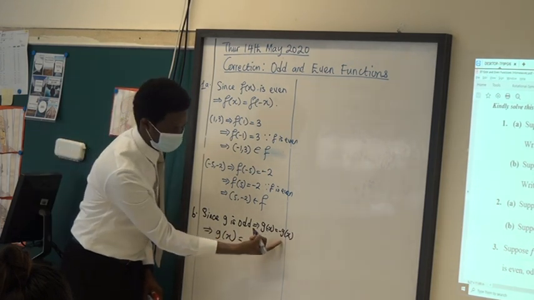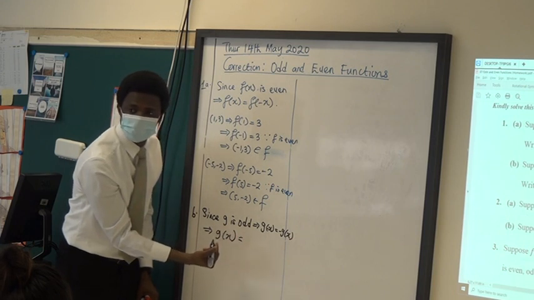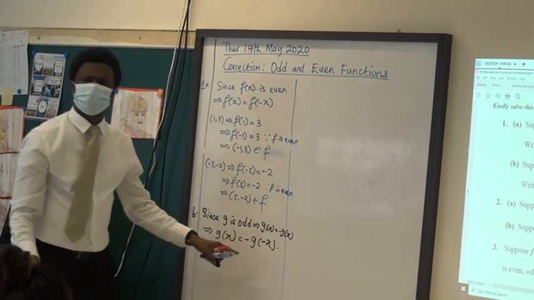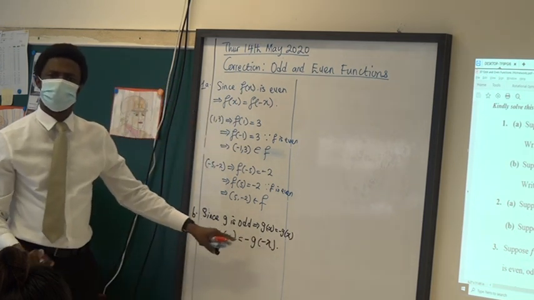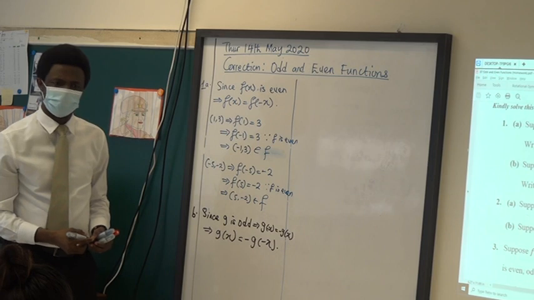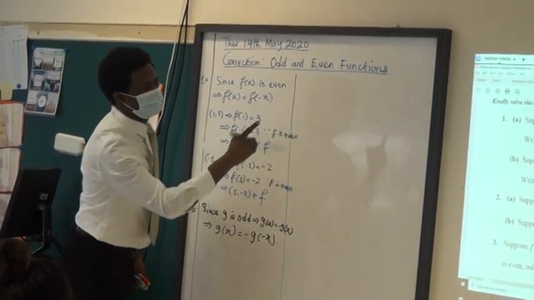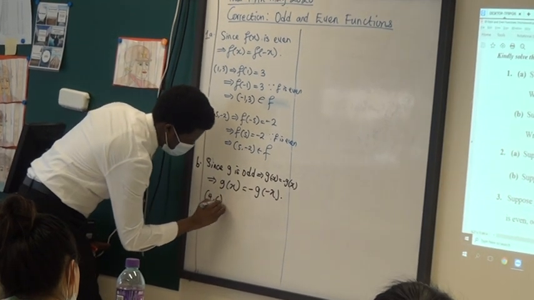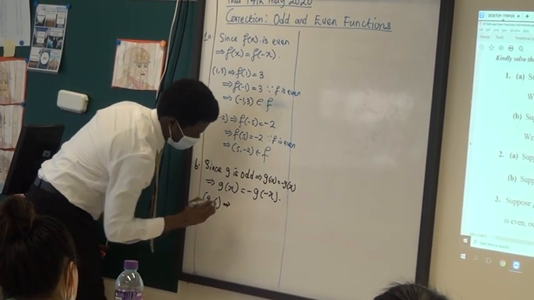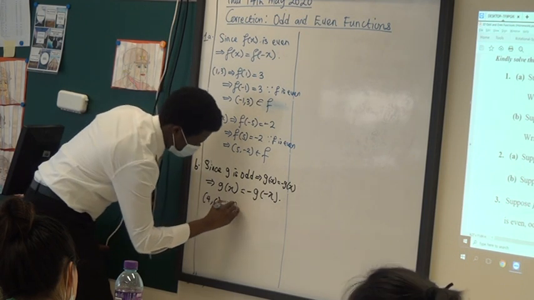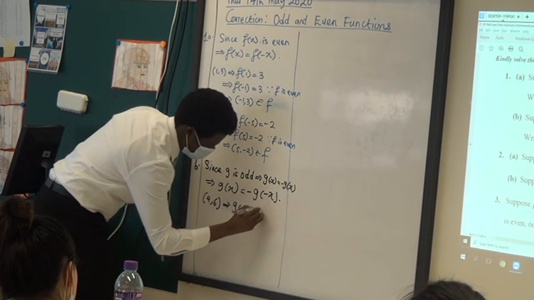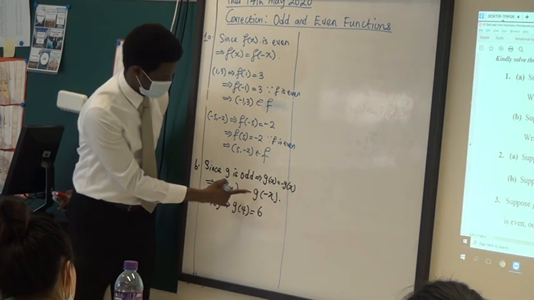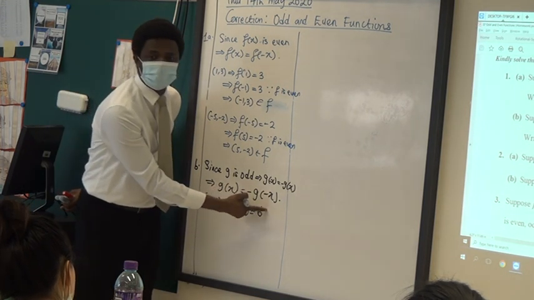I'm trying to isolate G now. Negative G negative x. This might be useful for easy manipulation, maybe. Let's see. Now, we are aware that 4, 6 is on the point. 4, 6 implies what? G of 4 equals 6. Now, from what we have just written here, if you put a minus outside and put a minus inside, you still get another one.